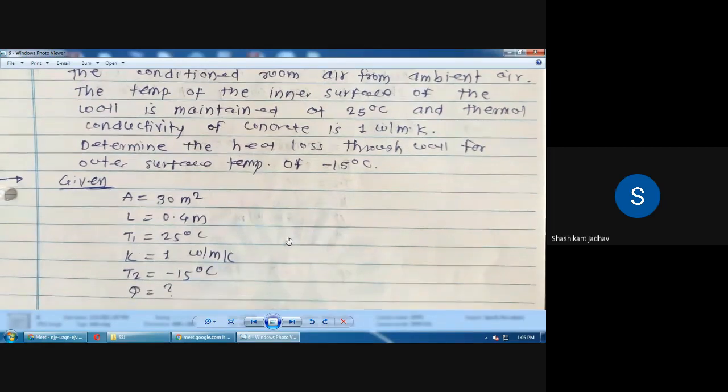So our aim is to find out the heat loss. So Q is equal to K into A into (T1 minus T2) divided by L. So by using that equation we have to find out the value of Q.